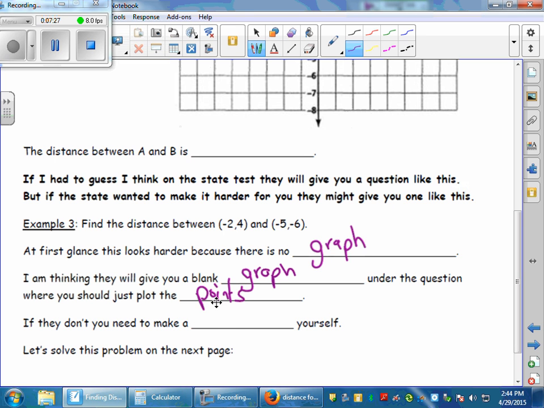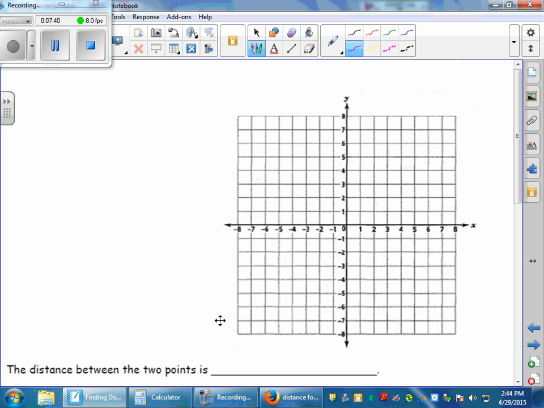If they don't, you need to make a graph yourself. The nice thing about your tests next year, though, is they'll typically give you some blank graph paper right at the very end of the test. So on the next page, I have a blank graph for us, and we're going to graph -2, 4 and -5, -6. So let's do that right now. -2, 4 and -5, -6.